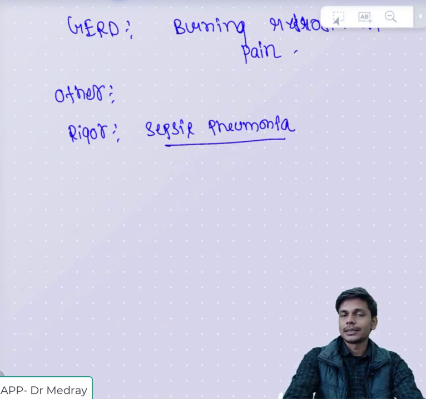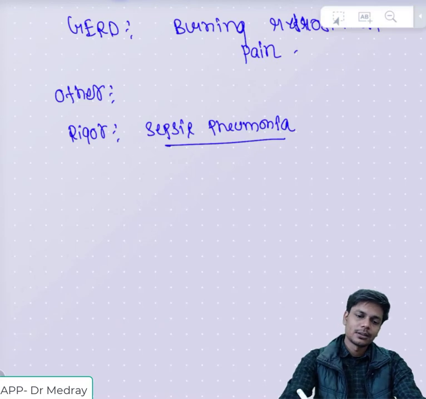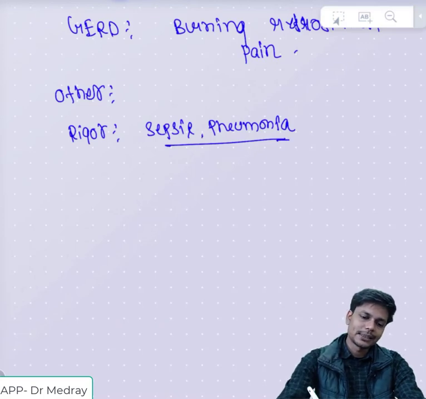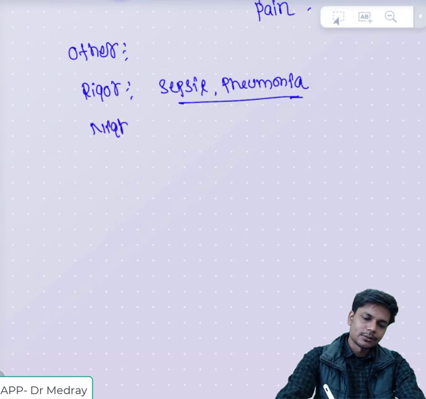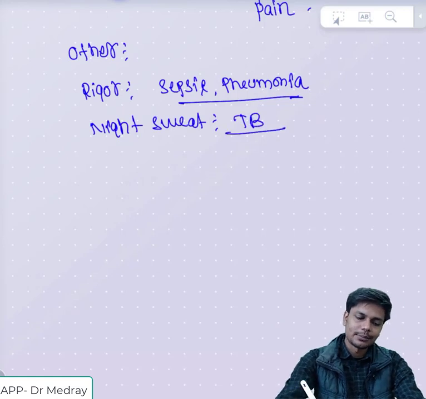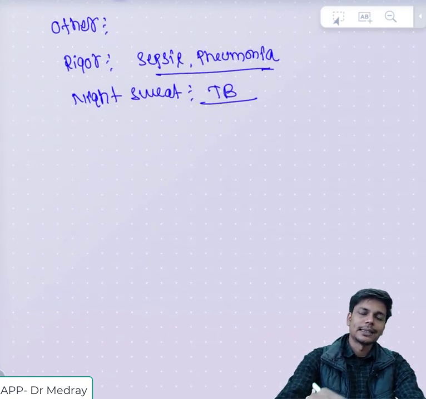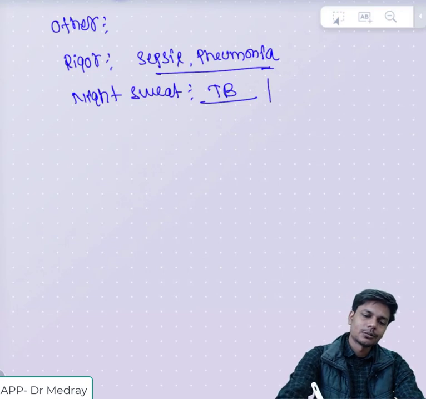Rigor can also present to us with acute pyelonephritis. In a patient with acute pyelonephritis, rigor is present. In respiratory causes, sepsis associated with pneumonia can produce rigor. Night sweat. As we all know, TB is known to cause night sweat in respiratory disease. But we also have to rule out lymphoma.